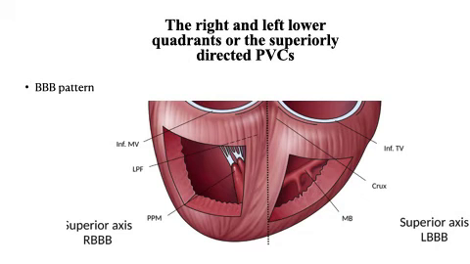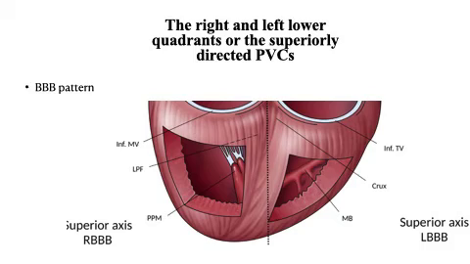PVCs originating from the inferior aspect of the heart have negative deflections in the inferior leads, and the bundle branch pattern helps us to tell whether its origin is from an RV structure or an LV structure. PVCs with LBB morphology and superior axis may arise from RV structures like the inferior tricuspid valve annulus, the moderator band, or the cardiac crux.